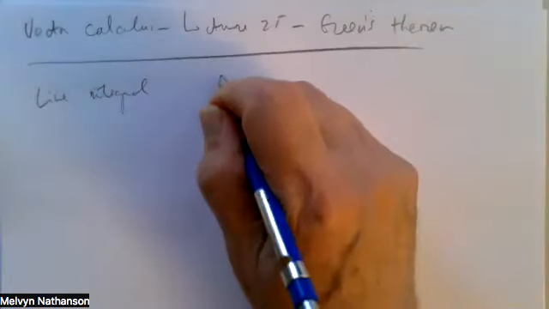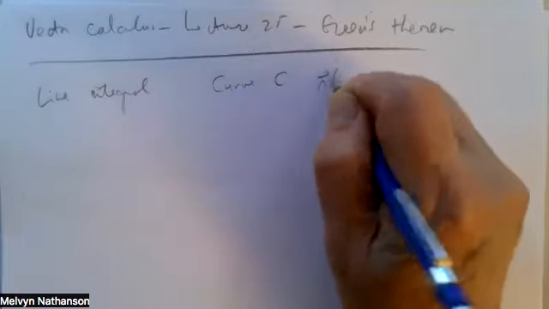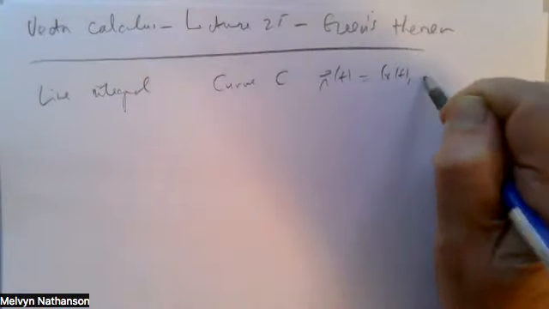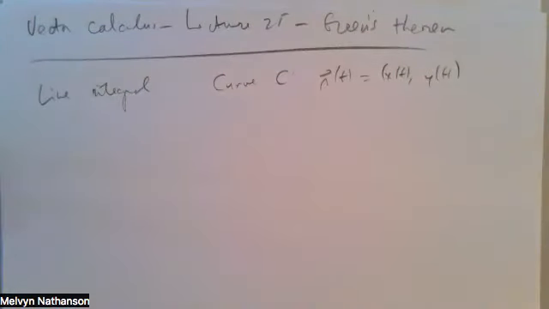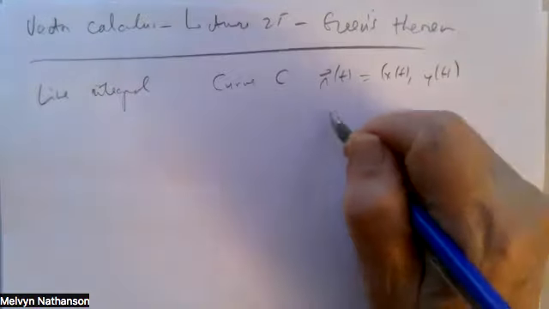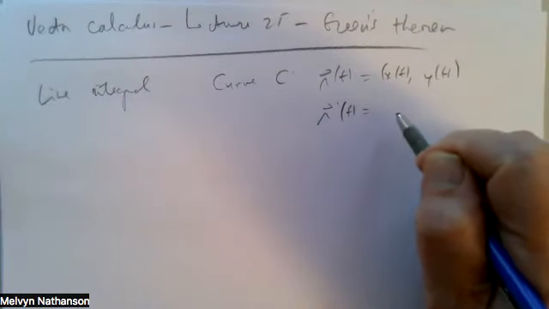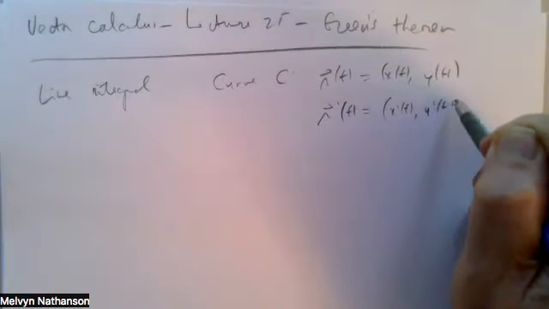You have a curve C, parametrized by some function r of t, with coordinates x of t, y of t. We're just looking at line integrals in the plane. And the tangent vector at any point is x prime of t, y prime of t.